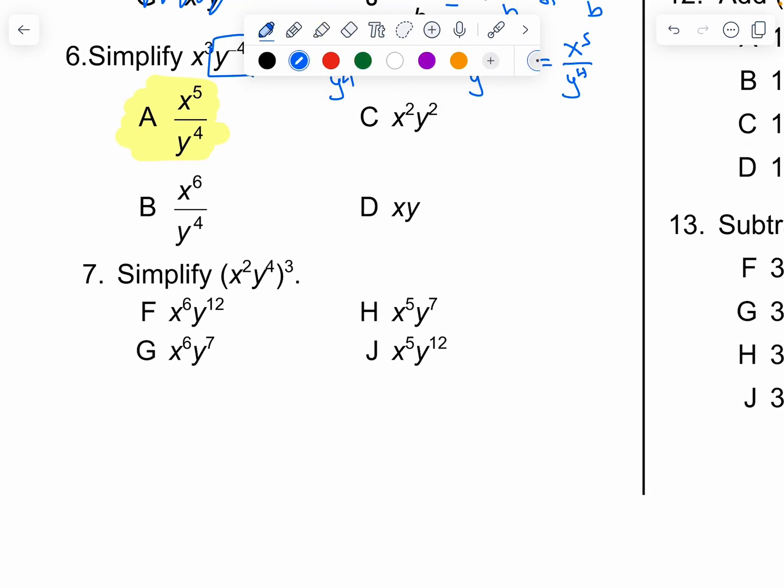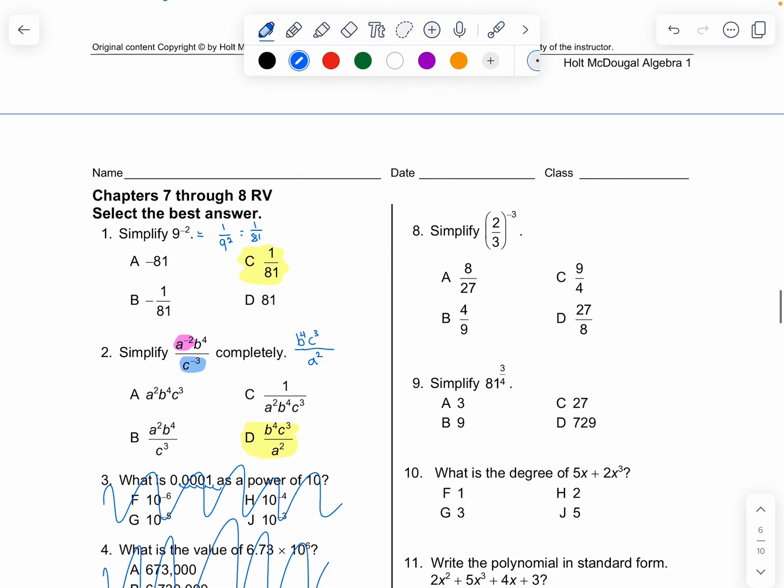Good. So when we raise powers to powers is a way this is often described. We need to multiply the exponents together. So when you see parentheses like that and there's an exponent on the outside, multiply it into the other exponents. So we have 2 times 3, which is 6, and 4 times 3, which is 12. So F, x to the 6th, y to the 12th. All right.